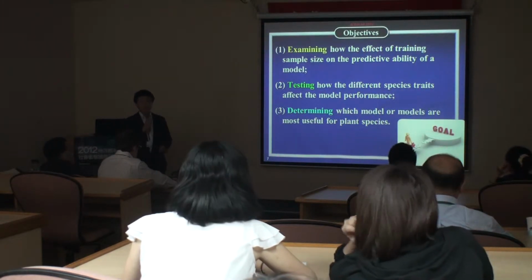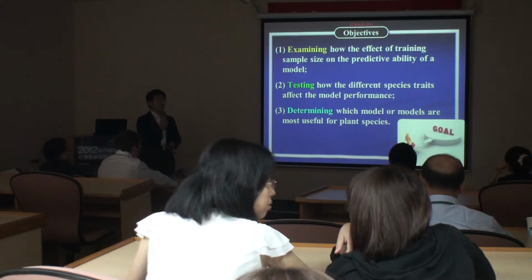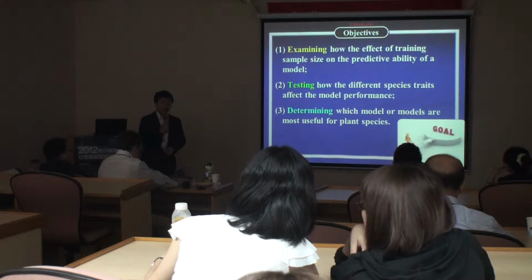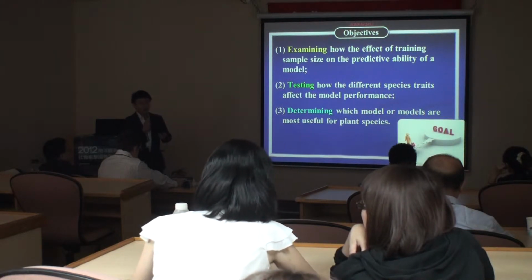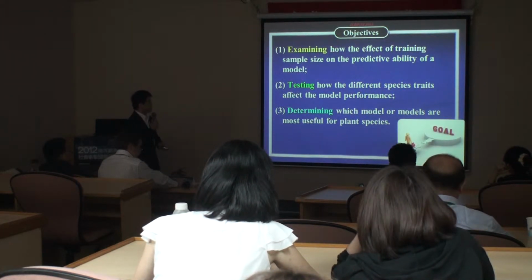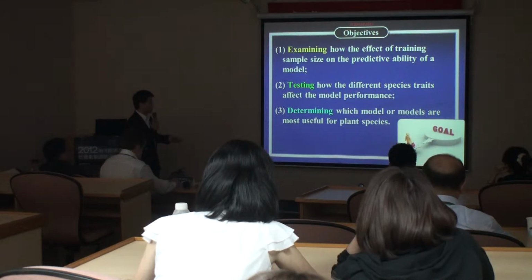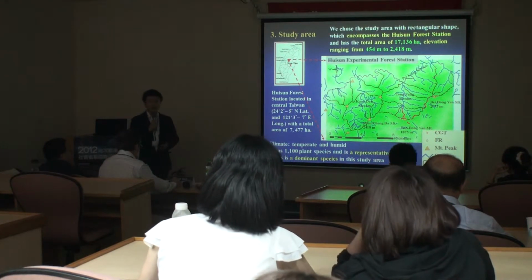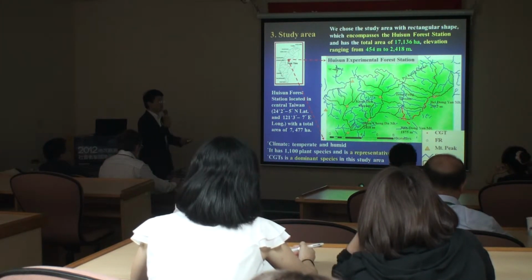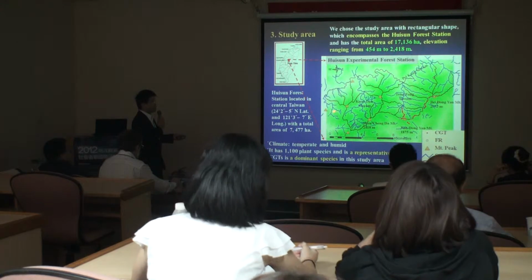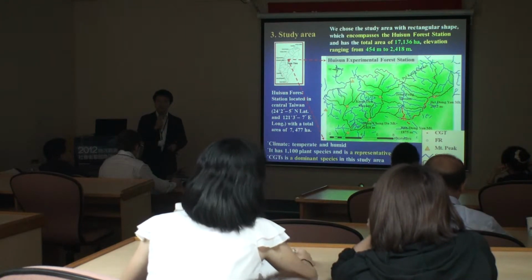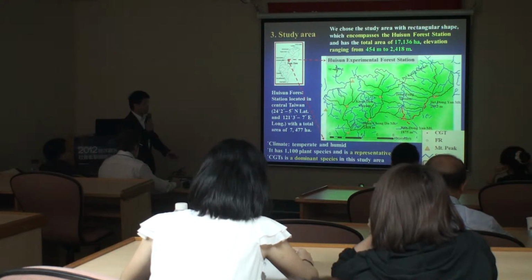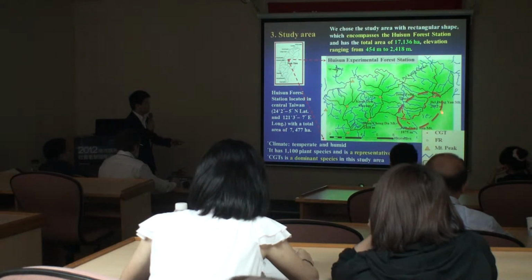The objective of this study is to check 3 points. The first one, examine how the training sample size affects our models, and does the species trait affect our models or not? And the third one, determine which models are useful for plant species. And next, we can see the study area is a rectangle shape, which encompasses the Huishun Forest Station. And Huishun Forest Station is a representative forest in central Taiwan. And so far, we collected the CGT and FR samples from the Dongfeng watershed.